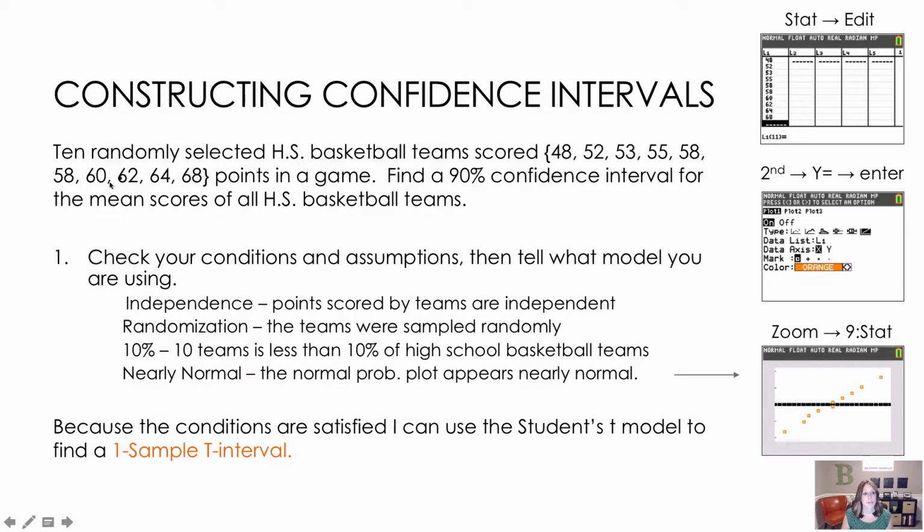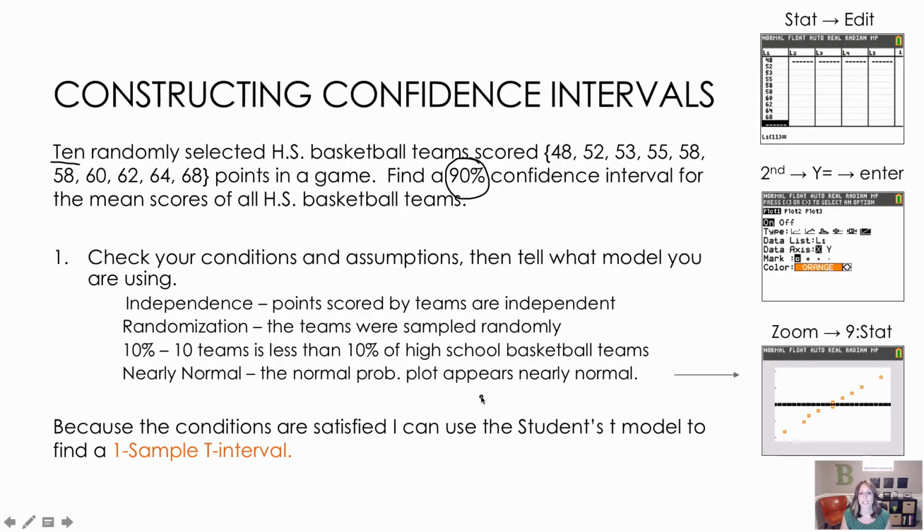For our first example, I have 10 randomly selected high school basketball teams and their scores for a certain week. These are all of their scores. I have them in least to greatest order, but it doesn't matter. I'm trying to find a 90% confidence interval for the mean score of all high school basketball teams. So again, we're looking at 10 teams.